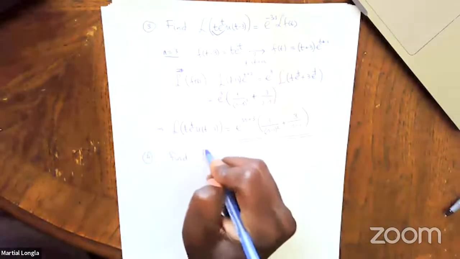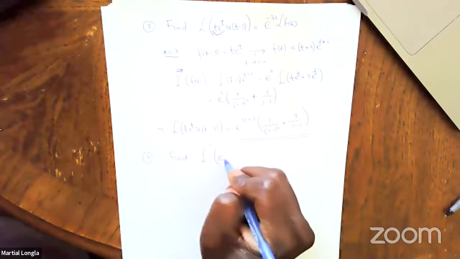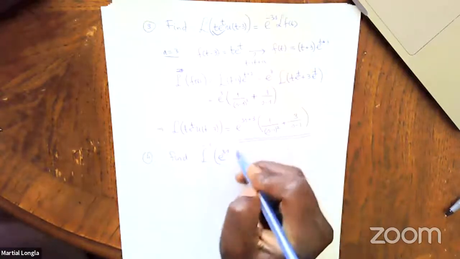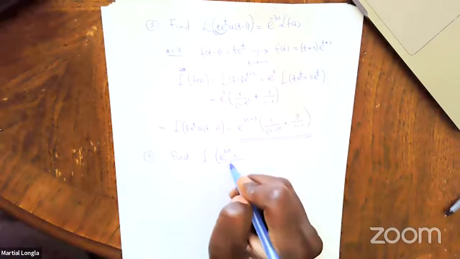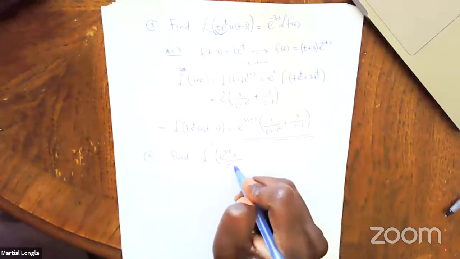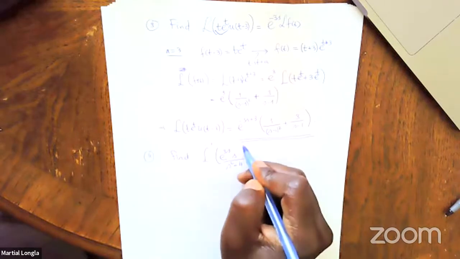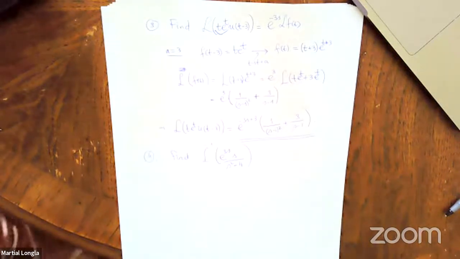Find the inverse Laplace transform of e to the 3s times s over s squared minus 4. If I ask you to find the inverse Laplace transform of this, what would you do? First thing is, when you see a problem like this, you need to know that when you have an exponential, that indicates there is a second translation theorem.